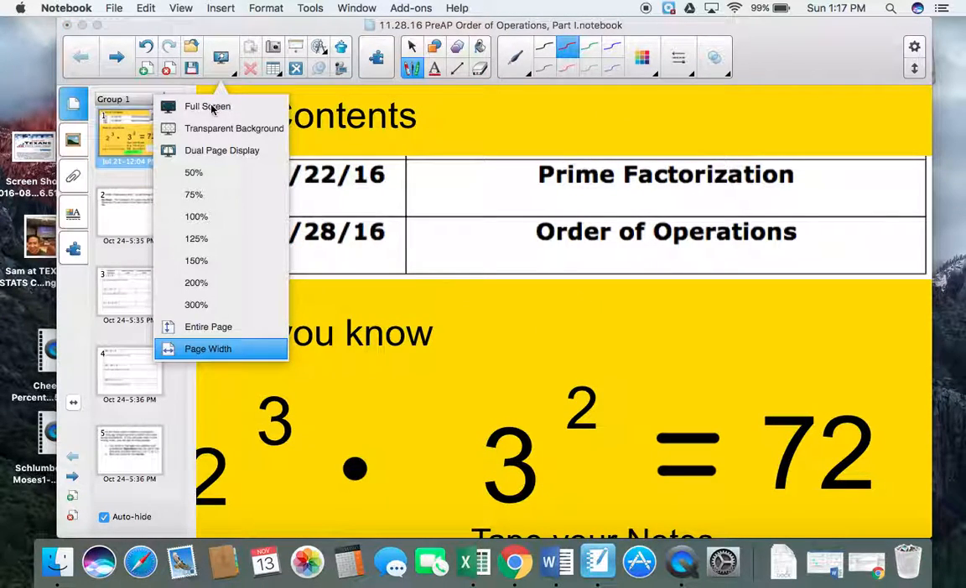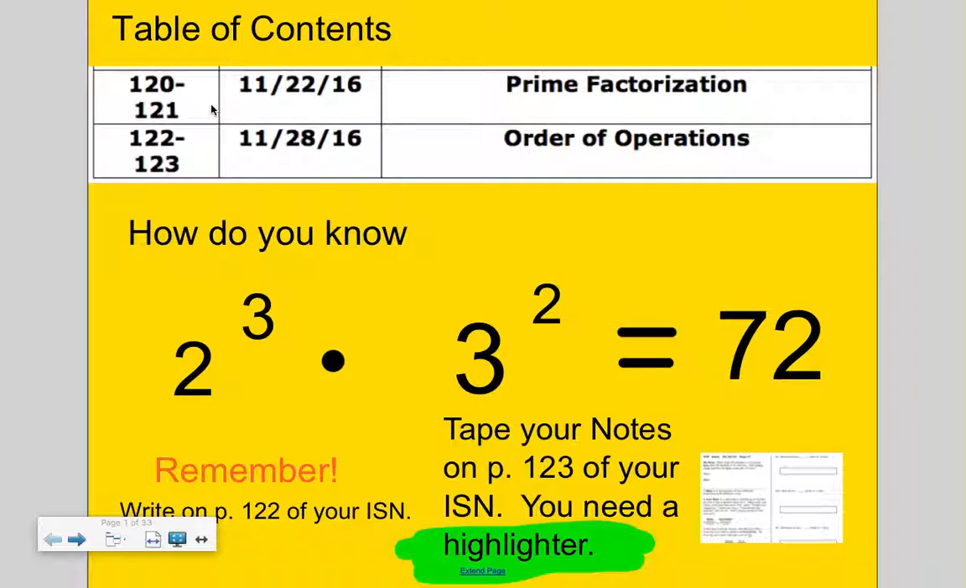This lesson is over order of operations. So before we do that, let's look at our how do you know. 2 cubed times 3 squared is equivalent to 72. 2 cubed, that's 2 to the power of 3, times 3 squared, or 3 to the power of 2. So this is an exponent.